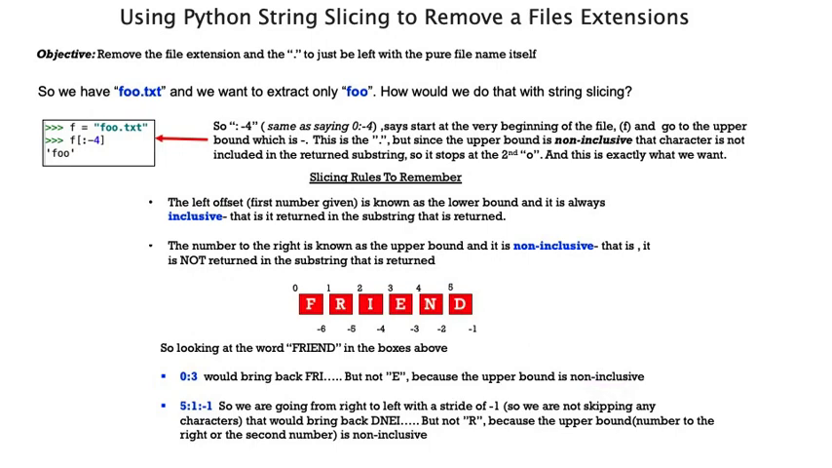5:1:-1, and again, that last -1 is the stride that we learned about. So we're going from right to left with a stride of -1, so we're not skipping any characters. That would bring back D, N, E, I, but not R, because the upper bound, the number to the right of the colon, is non-inclusive.